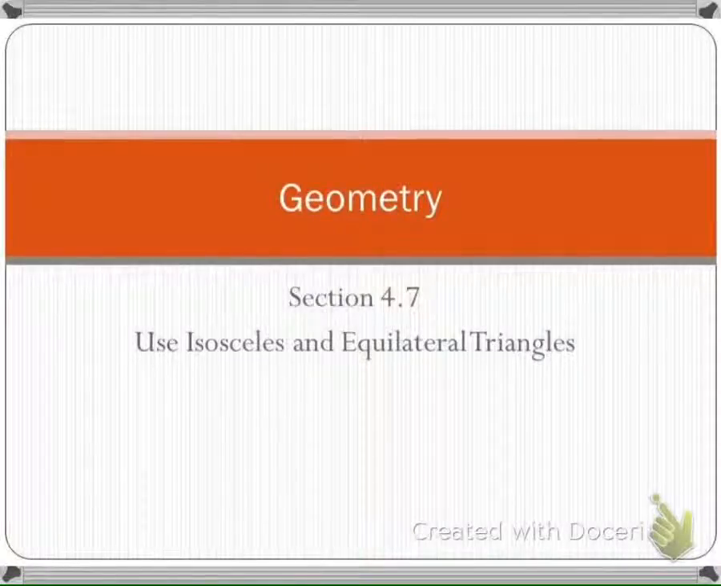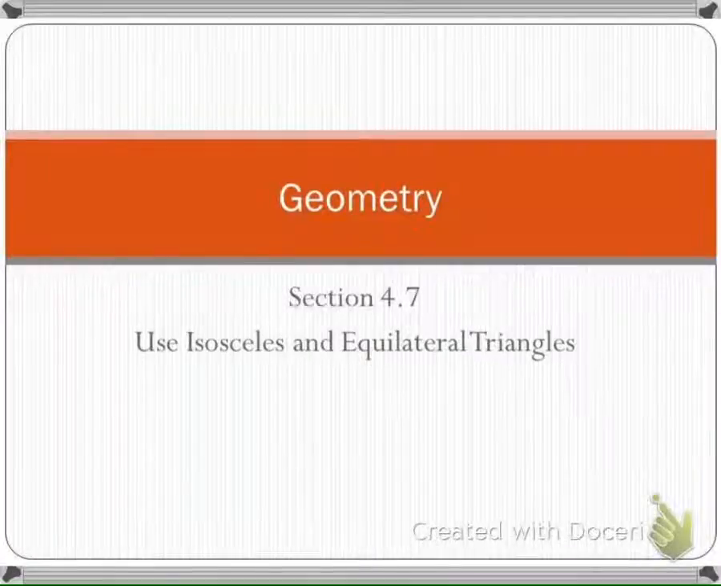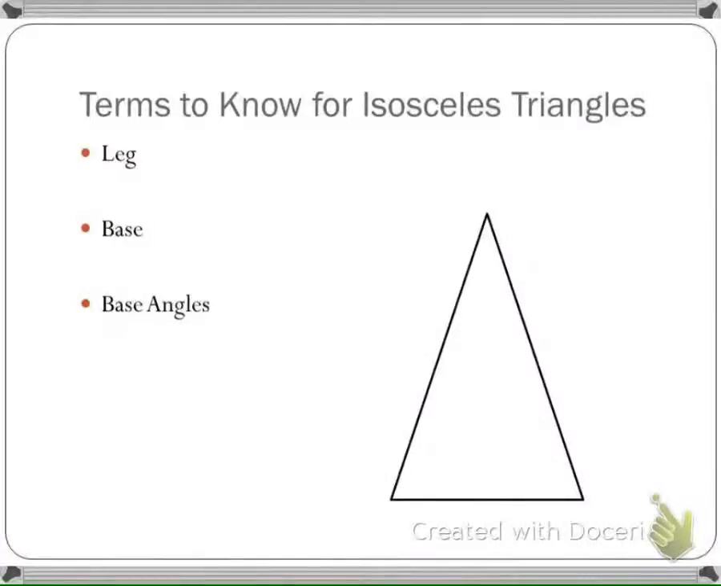Section 4.7 uses isosceles and equilateral triangles. So to start off with an isosceles triangle, we have to look at some terms. Now an isosceles triangle is a triangle with two congruent sides.